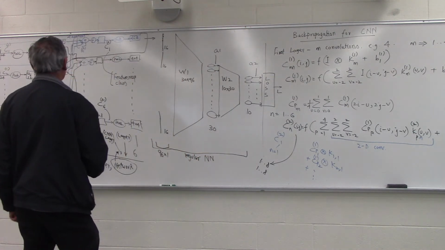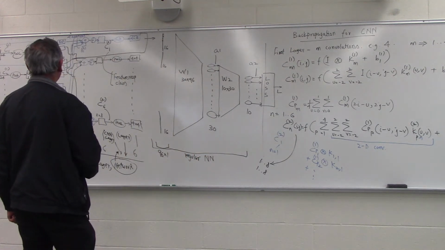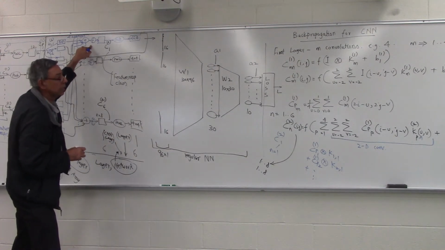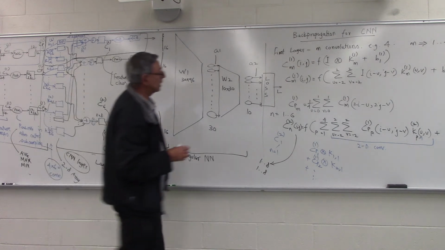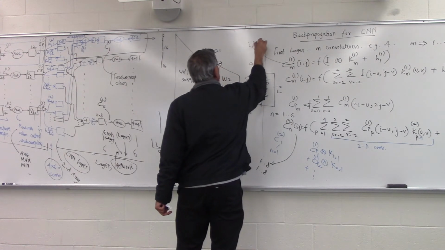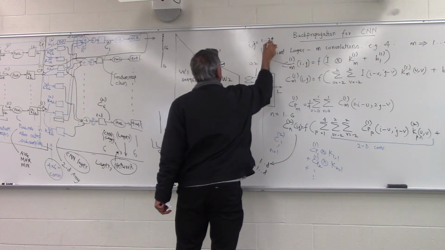Because our answer is an 8 by 8 over here. If you take a look over here, this is an 8 by 8. In the previous example, this ij will vary from 1 through 24.